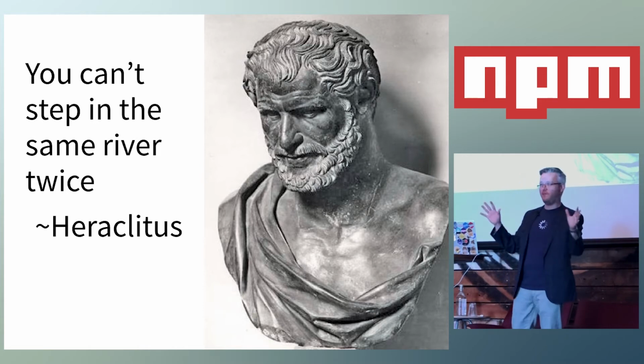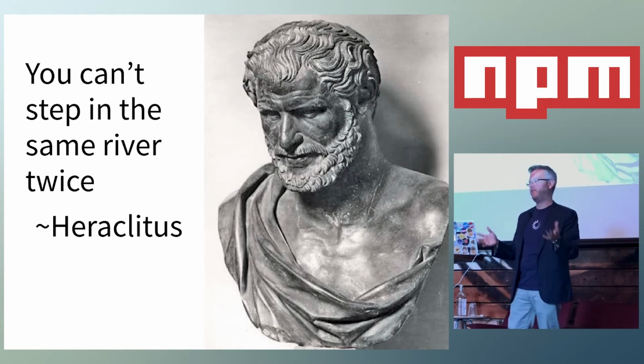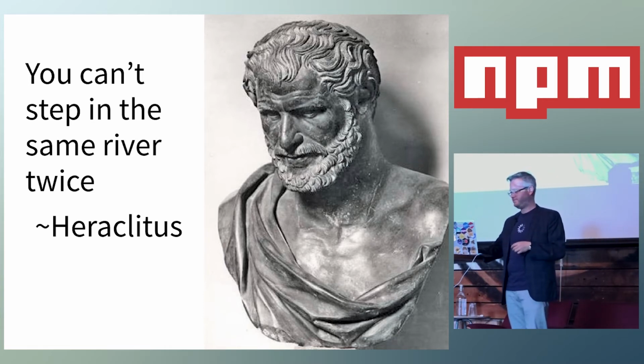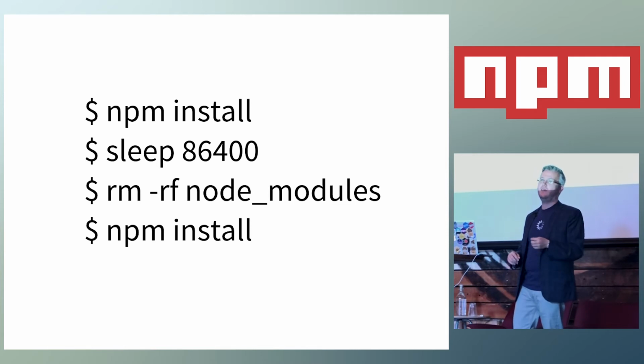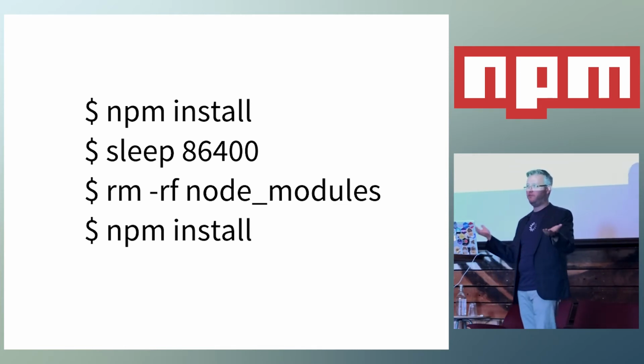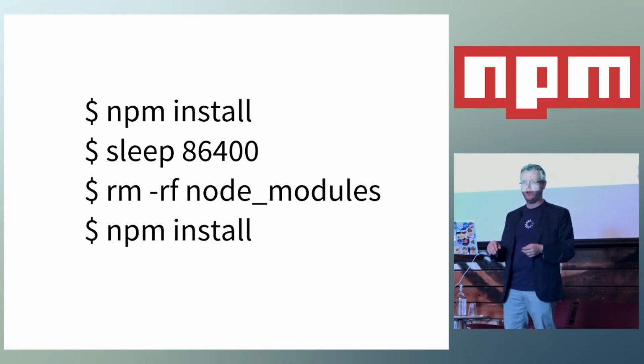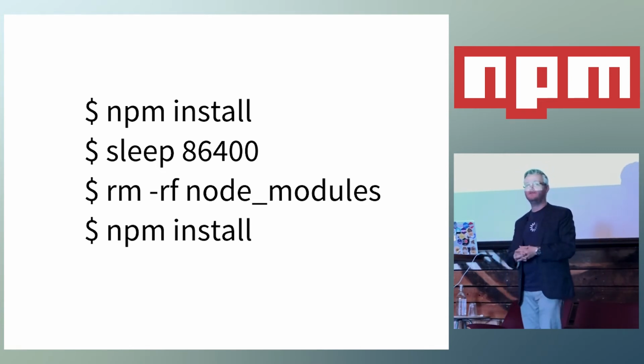So the mental model here is philosophical, that you can't step in the same river twice. The river keeps on moving, so dip your toe in twice, and it's a different river, right? So imagine you npm install something. You go away for a day. You nuke your node modules directory, and then you install again. The question is, you've run npm install twice. Are those bits identical?